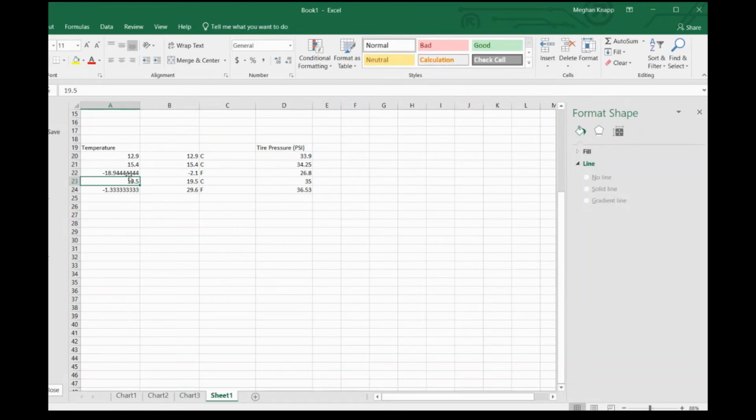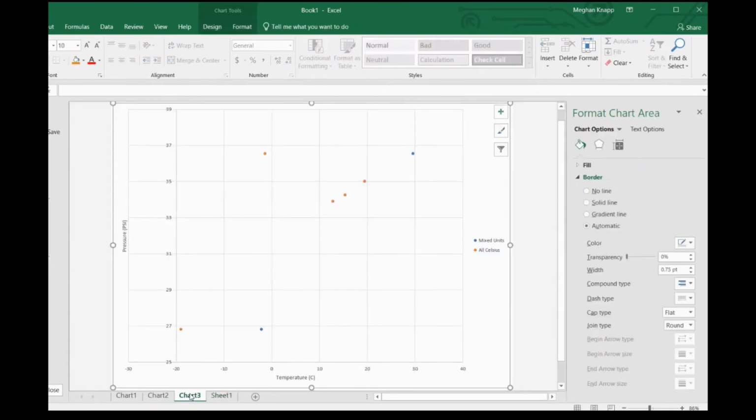And again, I've got too many numbers here. So I want to get that down to an appropriate number of significant figures for that. All right, so what I want to do is I want to look at what the data looks like here.